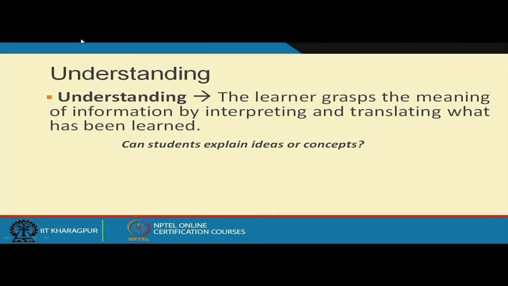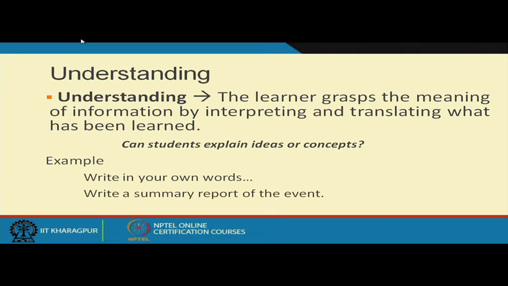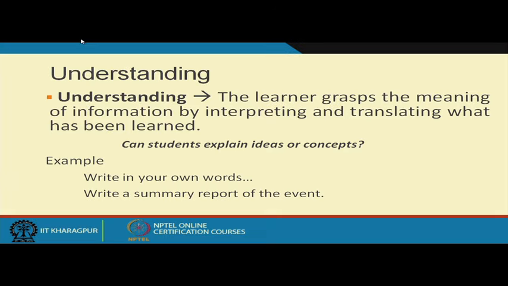Understanding: the learner grasps the meaning of information by interpreting and translating what has been learned. Can students explain ideas or concepts? As a teacher, you have to keep this in mind. Can they understand it? So, write in your own words. Write the action verb. In your own words, you have to explain. Write a summary report of the event. So these are the understanding level, above remembering.